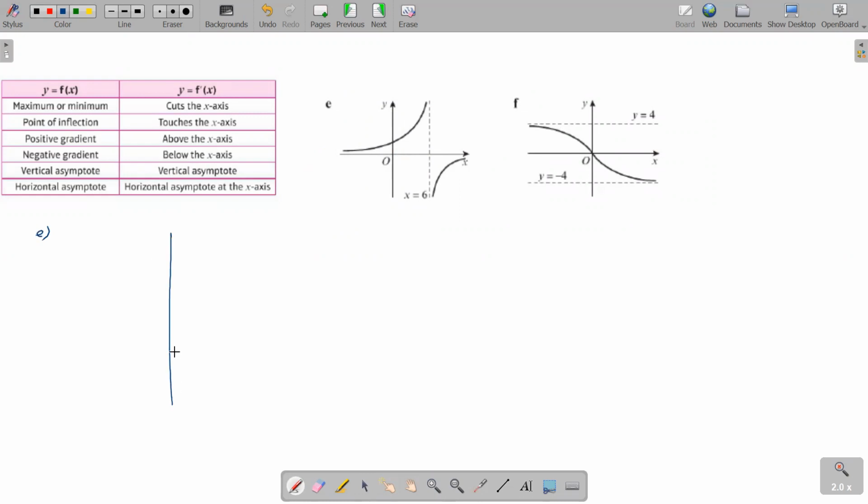Okay, so part E. The horizontal asymptote is the same. The vertical asymptote doesn't change. x equals 6 is a vertical asymptote. So that will not change. So first you mark the vertical asymptote x equals 6.